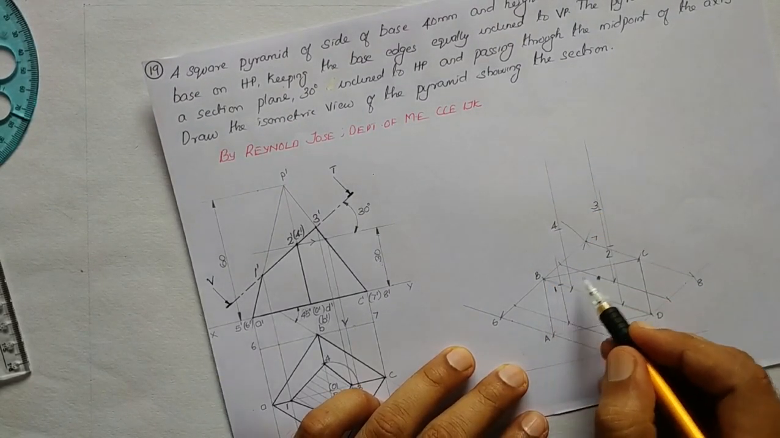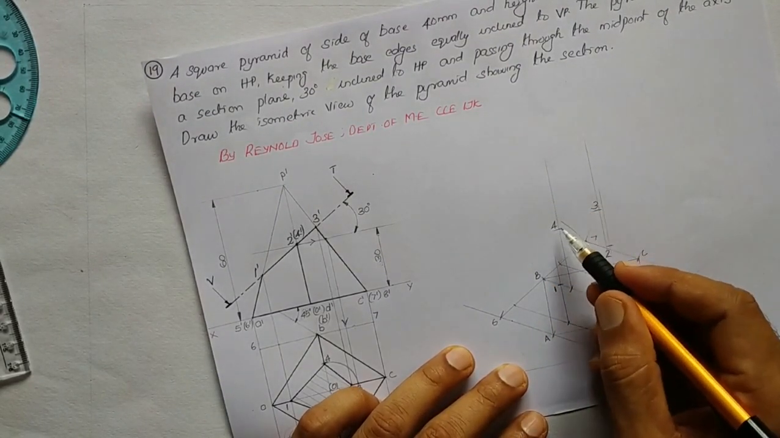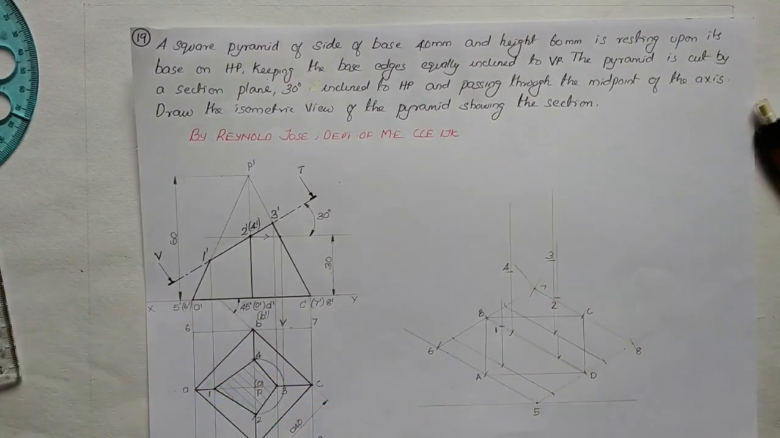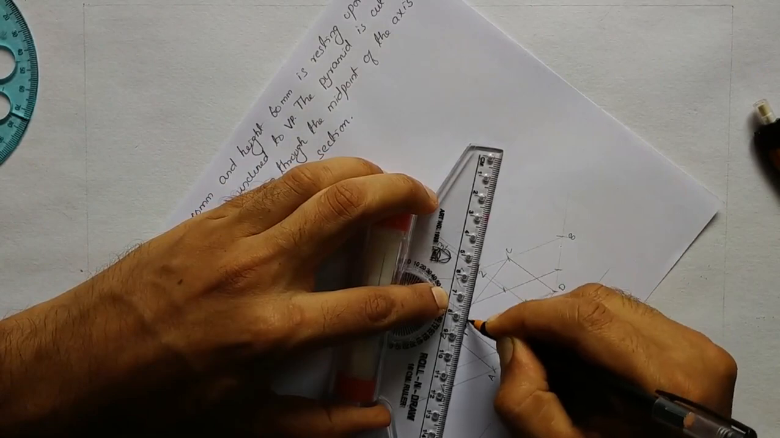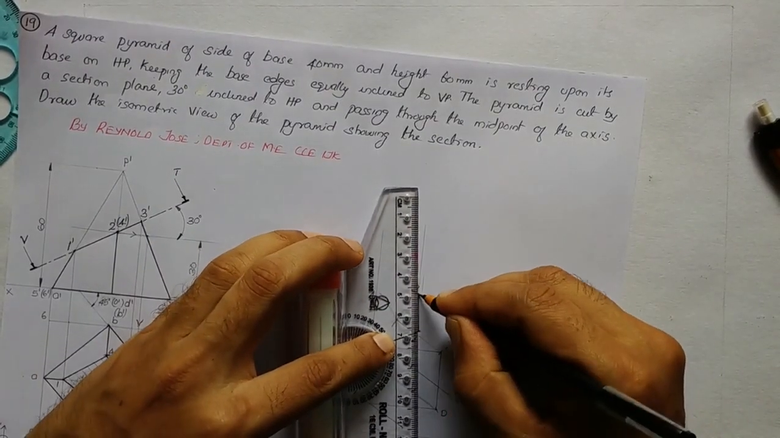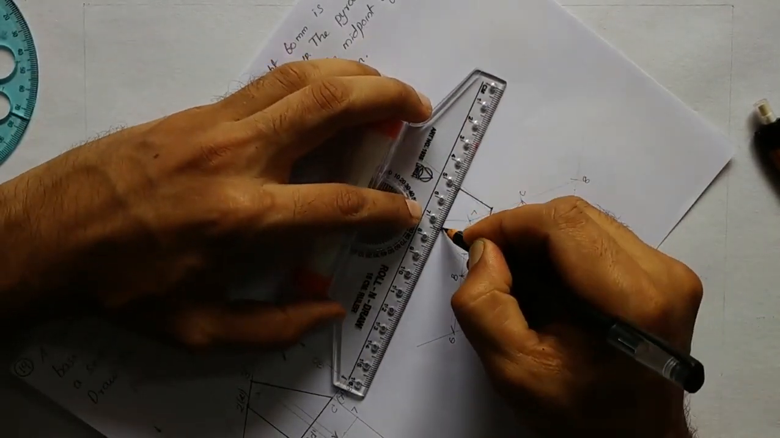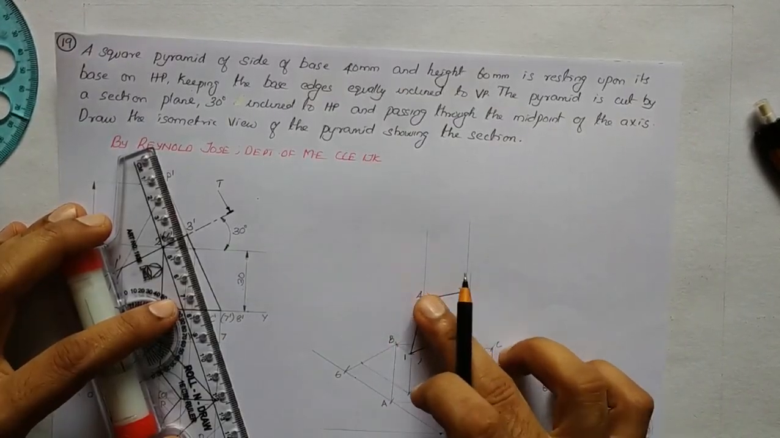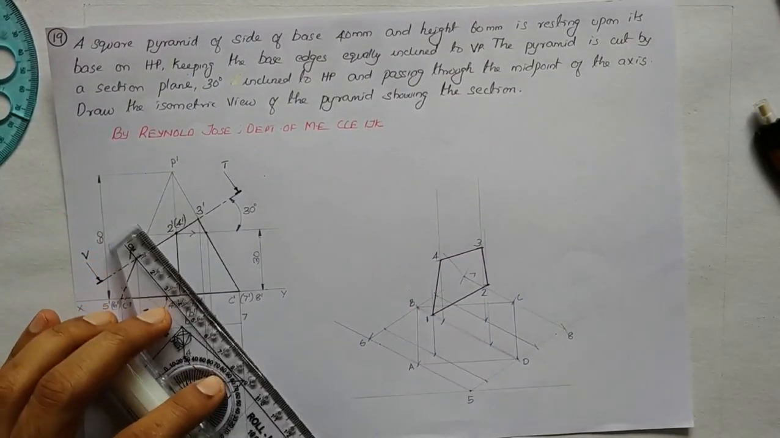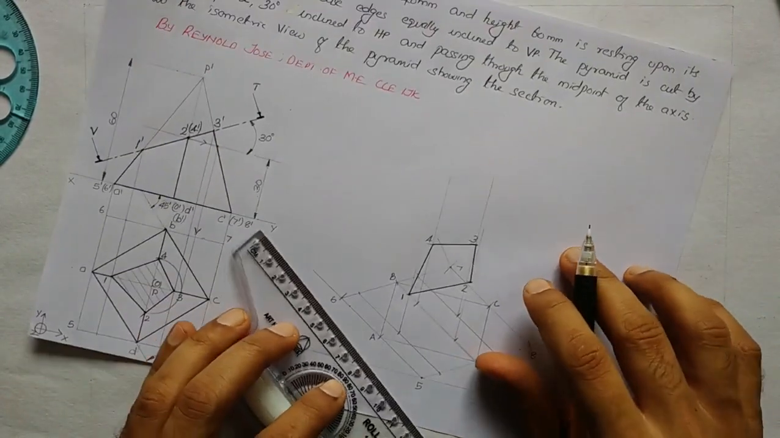Now connect 1, 2, 3, 4, 4, 1 using thick lines. Hatch the inside region using 45-degree hatching lines. They are thin lines.